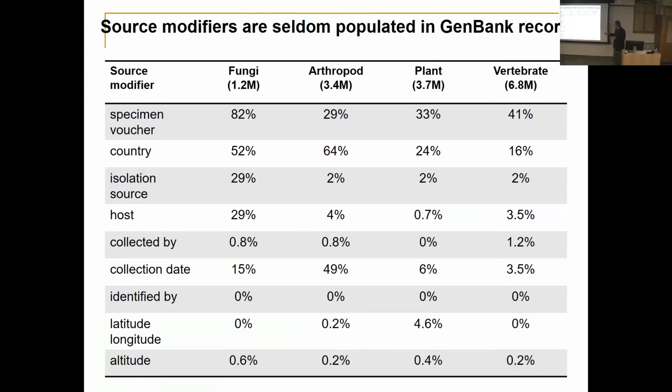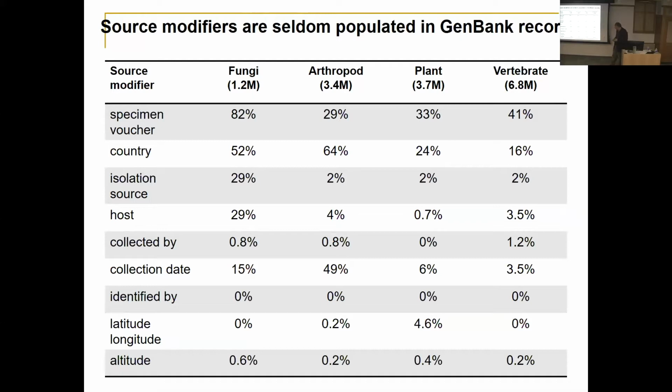So you can look at all of this stuff. Some people are better than others. The entomologists seem to populate country better than some of the zoologists do. Isolation source or even host data, but a lot of these are near zero, right? Who collected it, the collected by field, the collection date, who identified it. Sometimes that's really important, but we just don't really have that data.